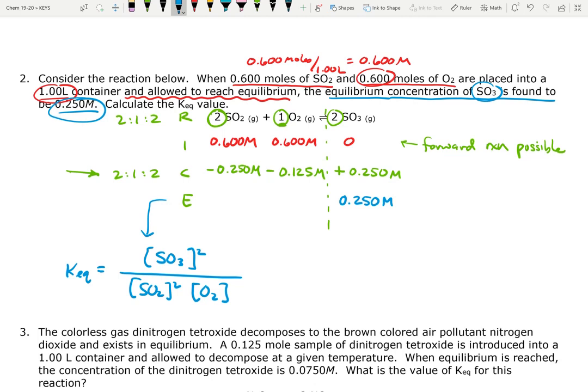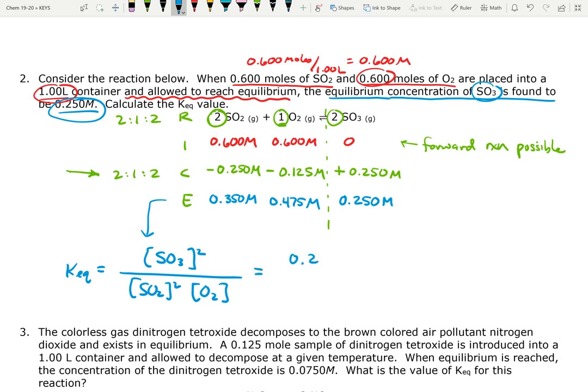If we fill in our equilibrium line, we just put those first two lines together. So 0.6 minus 0.25 gives me a remaining amount of 0.350. And for oxygen, 0.6 minus 0.125 gives me a remaining amount of 0.475. So there's my bottom line, my equilibrium line. That's what I'm going to put into my K expression.